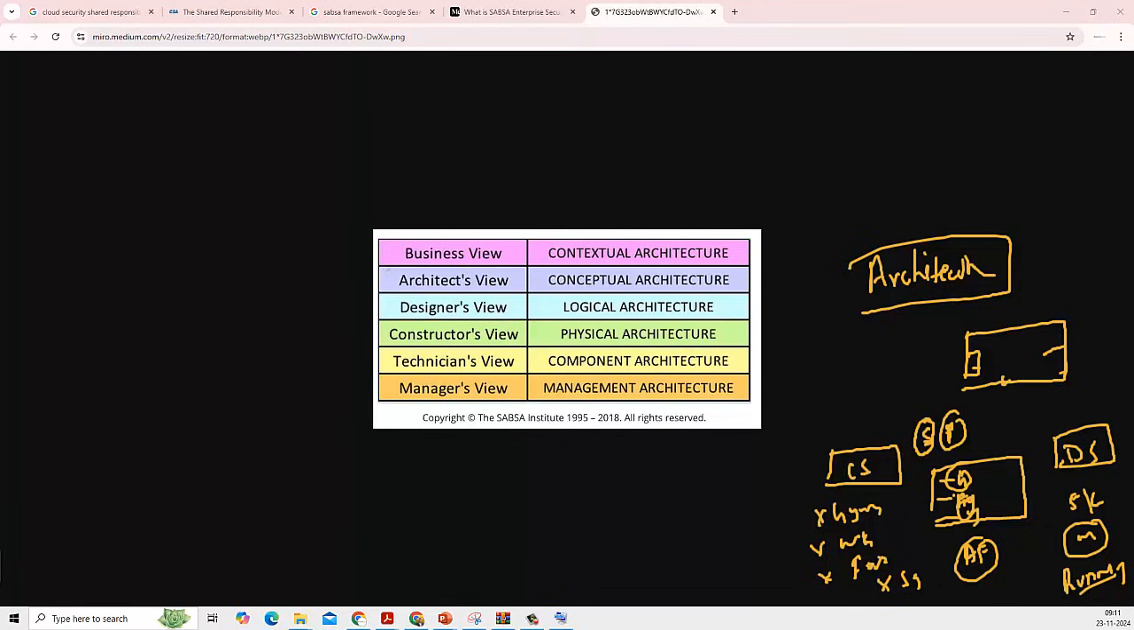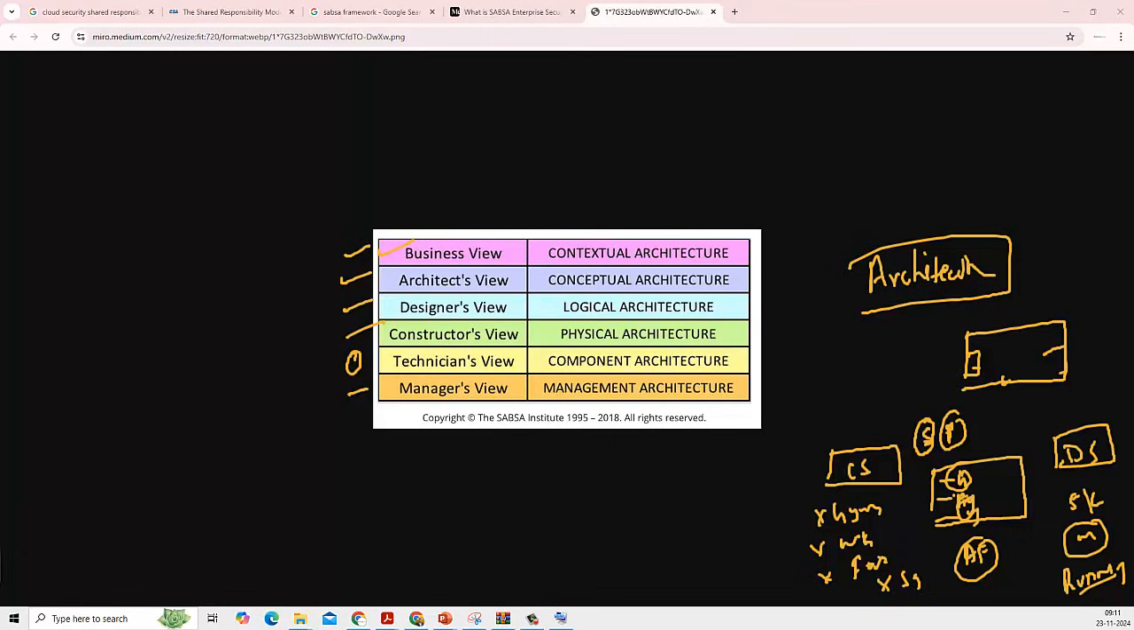So they say, okay, you want to do something, first understand the business perspective. Then you have a conceptual architecture, then you have a design, then you construct, then you introduce solutions here, which is called components, and then you manage them. So SABSA and TOGAF are some of the frameworks that we follow.